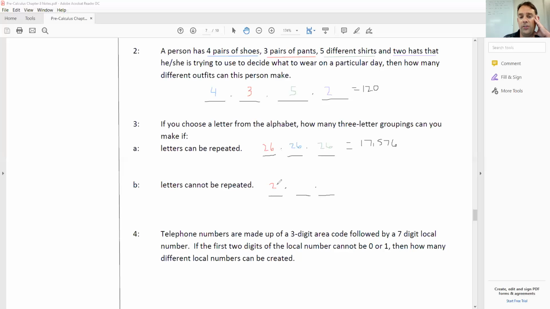So we had 26. This time they can't be repeated. So I use up one of my letters. So now I have 25 letters left. I've used up 2 letters. So that means I have 24 letters left on the third try. Multiply it all the way out and it's 15,600.